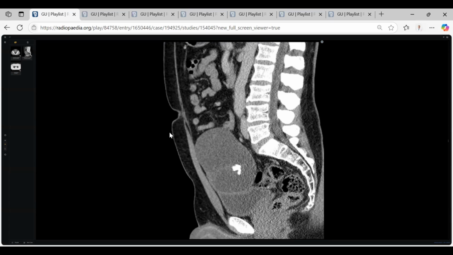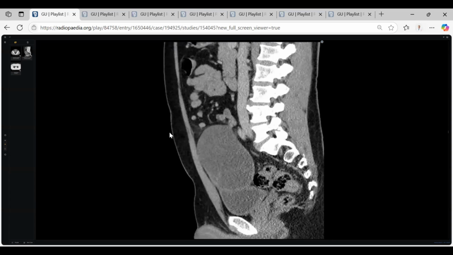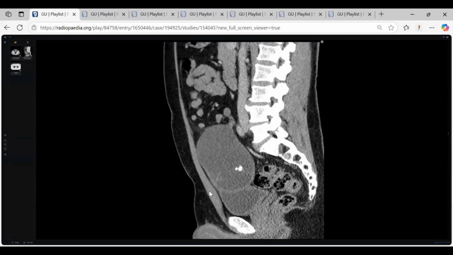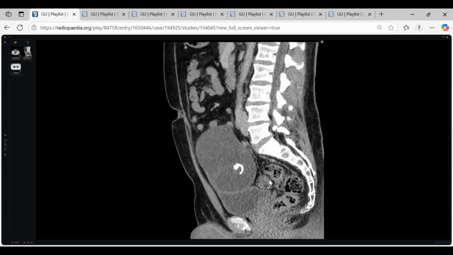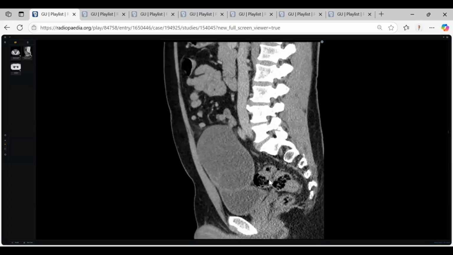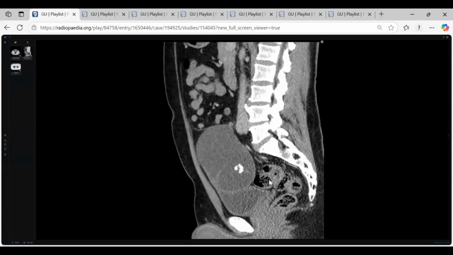What else? Sir, it may represent a large lymph node, but it's a single node. There is no other lesion. What else? Look, sir, here. Or may it represent a large diverticulum arising from the bladder? Yes. Okay. But sir, I don't find any communication.